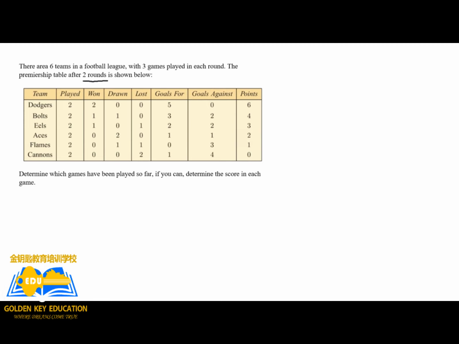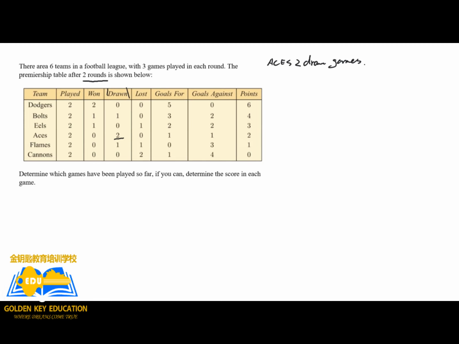In this question, the most important thing is you need to think about the drawn game for Aces. Why is that? Because here you may realize that Aces have 2 draw games. So if we can try to figure out which 2 teams also have the drawn games, that would definitely be the opponents against Aces. So what are they? Have a look at the drawn part here. The only other 2 drawn games are Bulls and Flames.